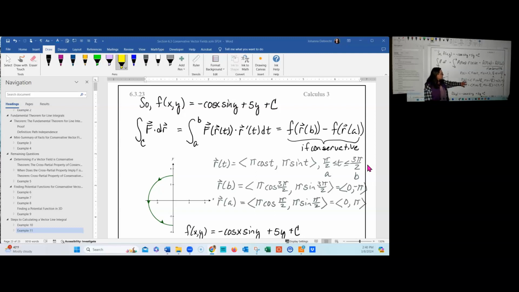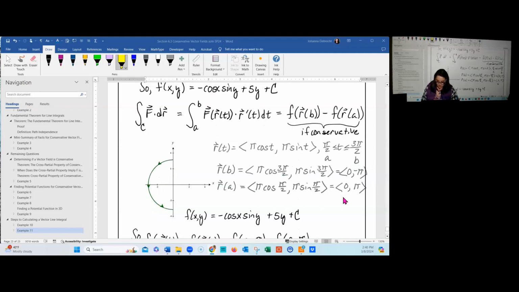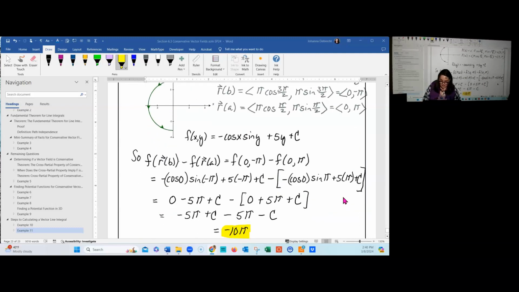Then I evaluated r of b by substituting 3 pi over 2 into r to get the vector (0, negative pi). Then I substitute pi over 2 into r to get the vector (0, pi) for r of a. Finally, I need to substitute these values in place of x and y in the representation for my potential function. My potential function is negative cosine x sine y plus 5y plus c. I now need to evaluate f of r of b minus f of r of a, where r of b is (0, negative pi), and r of a is (0, pi).